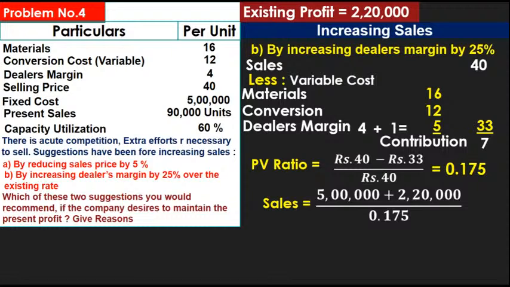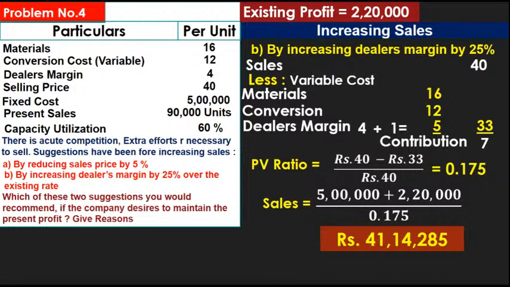Fixed cost given in the problem, rupees 5 lakh, plus required profit. The company should continue the same amount of profit, 2,20,000, divided by PV ratio 0.175. Okay, how much the sales is to be made? 41,14,285 rupees.